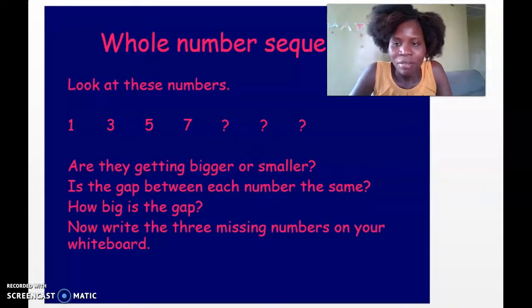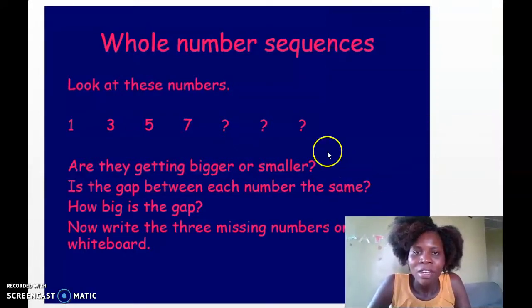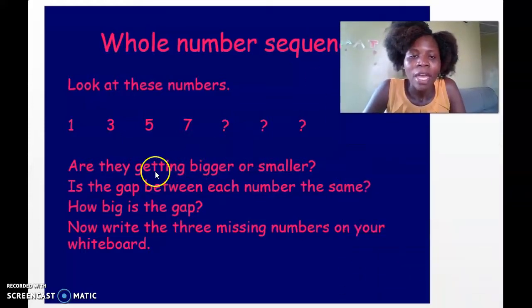Our next topic is whole number sequences. Look at these numbers. I have 1, 3, 5, 7, and then some missing ones. When you're dealing with sequences, these are the questions you need to ask yourself. Are the numbers getting bigger or smaller?